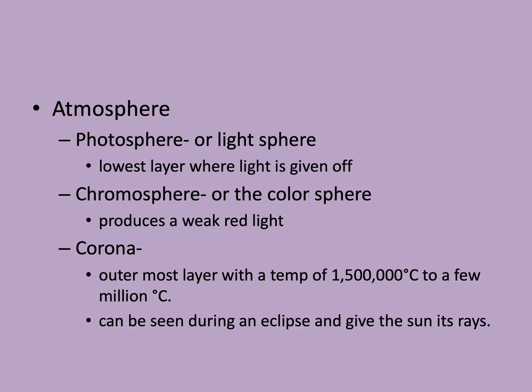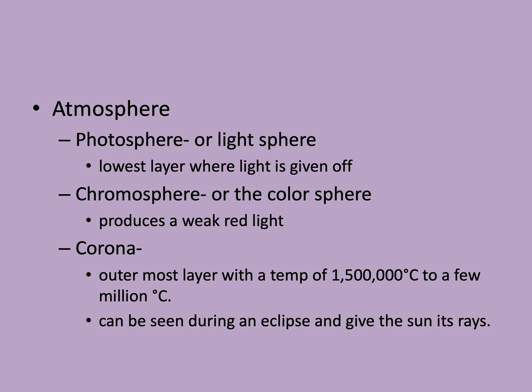In the atmosphere, the lowest layer of the atmosphere, so this will be just above the convective zone, we have what's called the photosphere or the light sphere. Photo is a root word meaning light. So this is the layer in which light is given off from the sun. Above that is the chromosphere. Chrome is a root word meaning color. So it's the color sphere. This layer produces a weak red light.